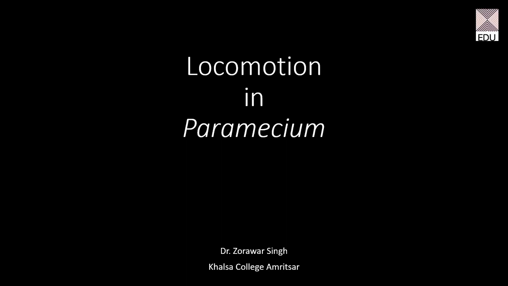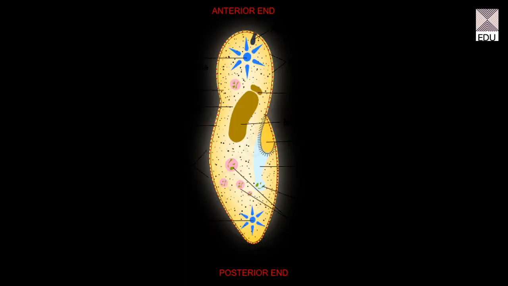The water is pushed backwards and the paramecium goes towards the anterior end. So let us see how the paramecium locomotes and what the mechanism of this locomotion is. Now this is a typical diagram of paramecium. You can see that the upper end is the anterior end, and at the hind end, the lower end, you have the posterior end of the paramecium.